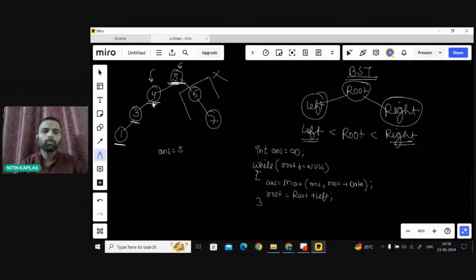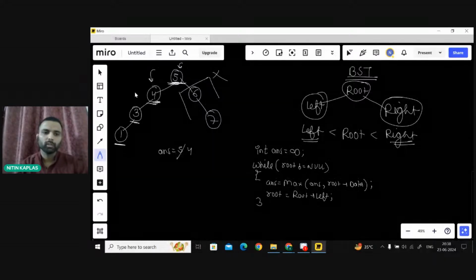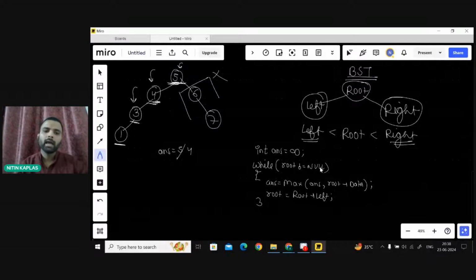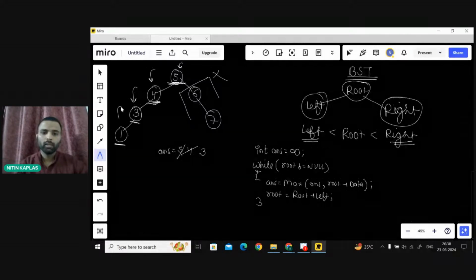It's 4. Update this. Again, I go into the left part. Again, I am reaching this page. Okay, after that, again I am asking, it's not null. Again, I update my answer, which is 3, right? Okay, after that, again I go into this case, which is 1. Again, I update my answer, which is 1.